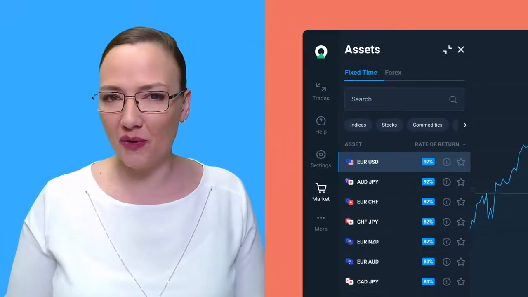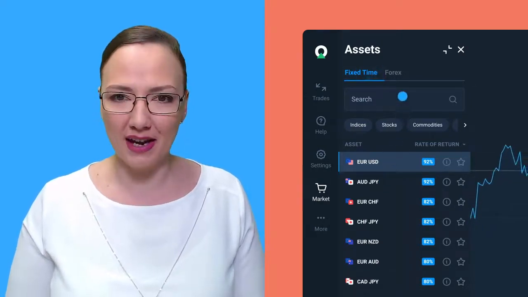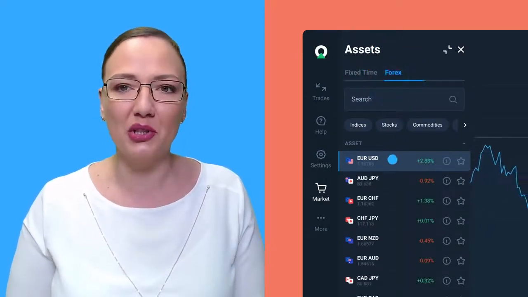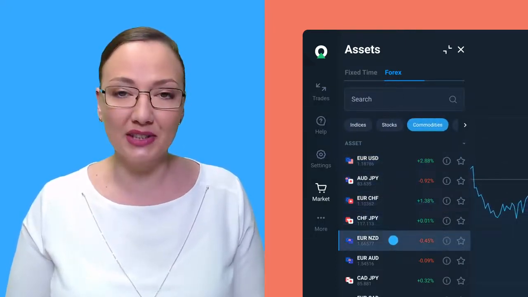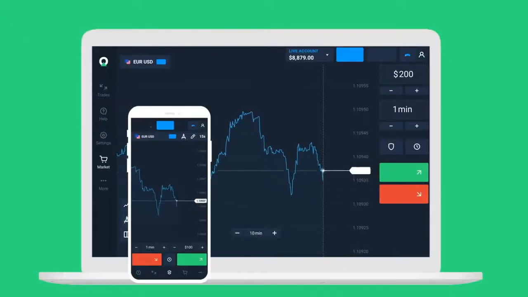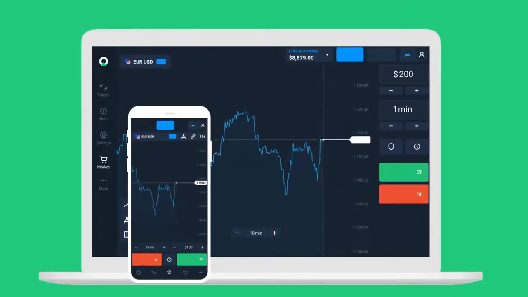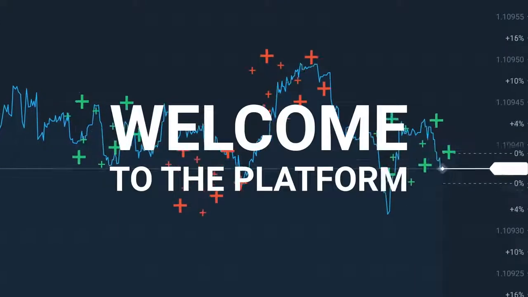Just imagine two financial instruments, fixed time trading, FTT, and Forex, available to trade at the same time. Tons of different assets from different sectors and categories. Olymp Trade is the easiest and most comfortable access to the financial markets. Let me show you. Welcome to the platform.